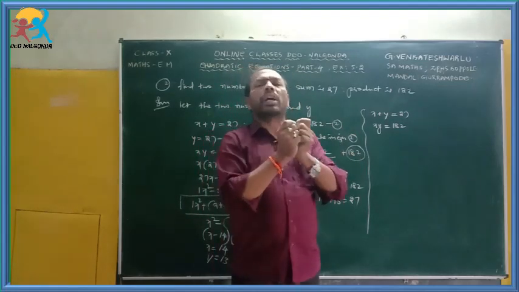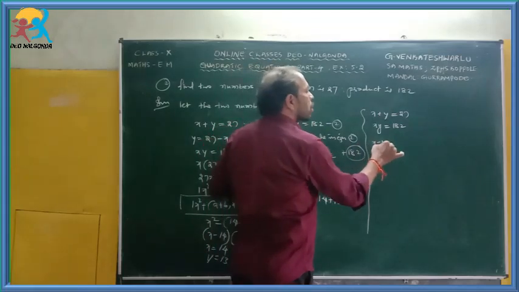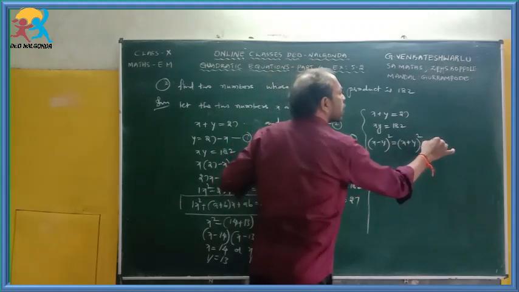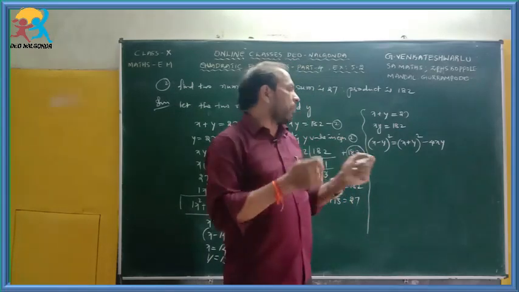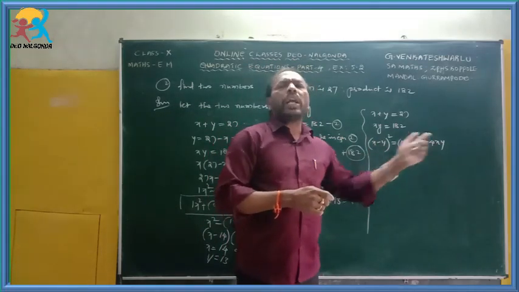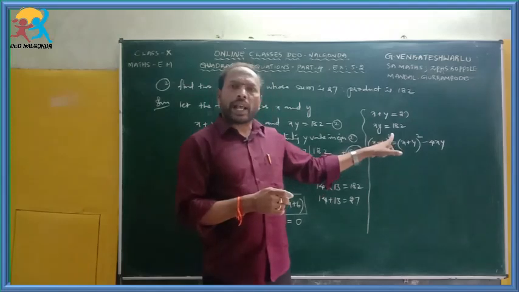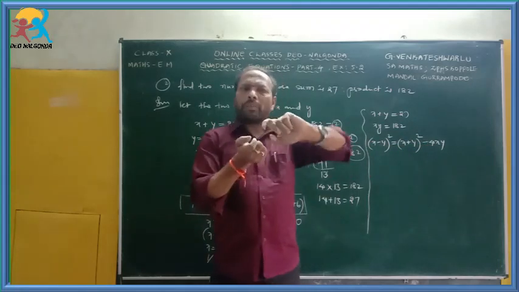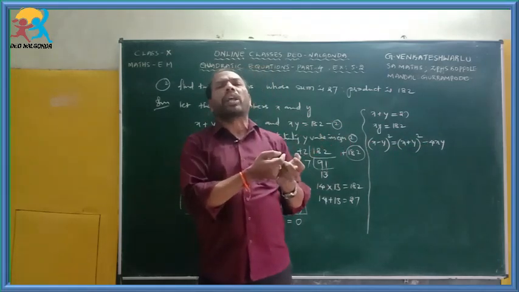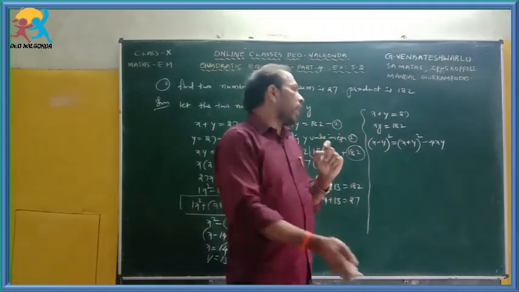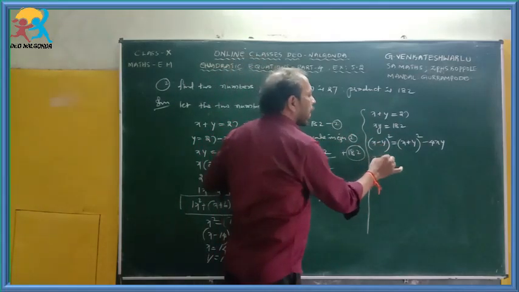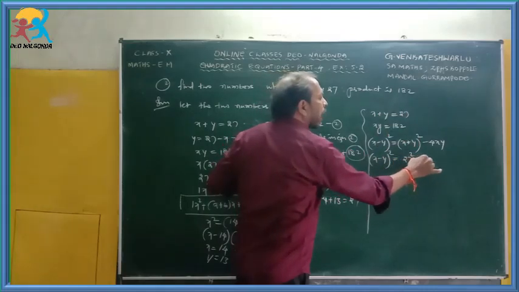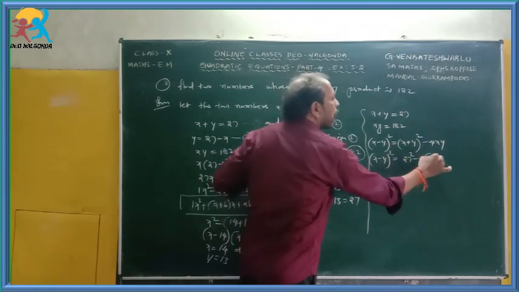There is a relation between x plus y, x minus y and xy, that is x minus y whole square is equal to x plus y whole square minus 4xy. Here it is the relation between x minus y, x plus y and xy. A minus b whole square is written as a plus b whole square minus 4ab. Using this identity, substituting the values, x minus y whole square is equal to x plus y value 27 square minus 4 times xy value 182.